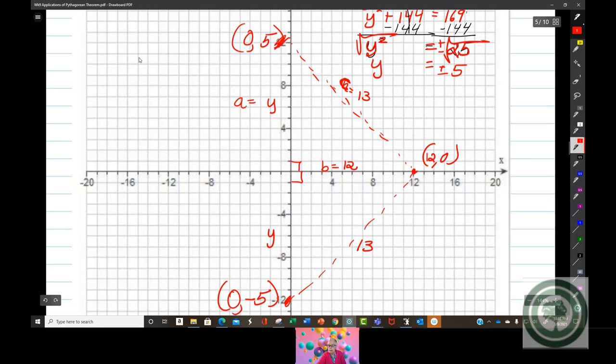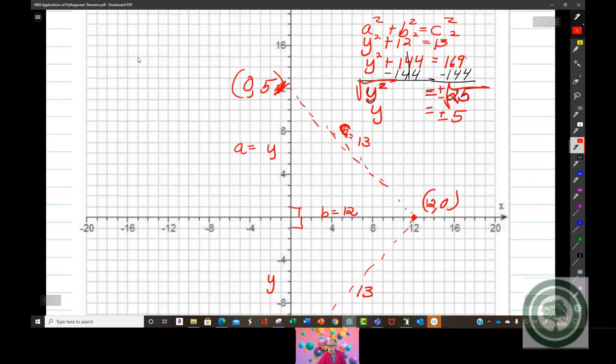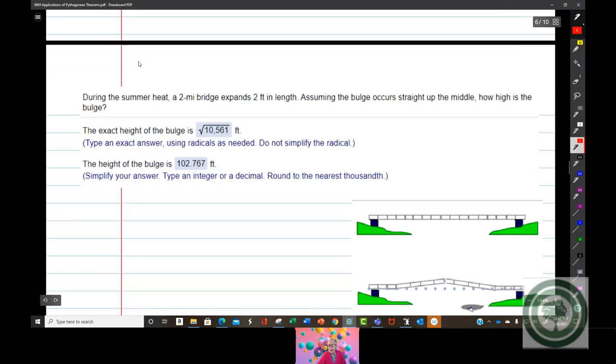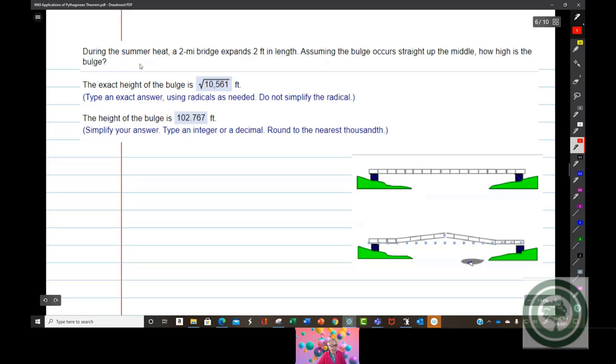Nobody's asking any questions, so I'm going to continue. Now this is a buster right here. First, even though they have it drawn realistically, it's not the way we're going to draw it. Okay. Here we've got, see what it says here. Here we've got, during the summer heat, a 2-mile bridge expands 2 feet in length.